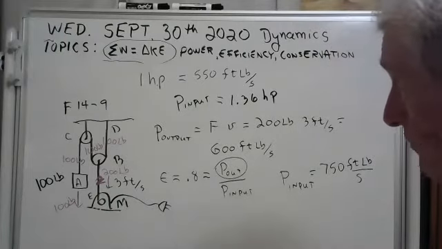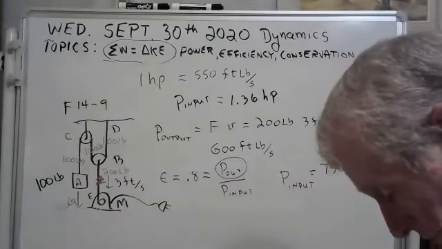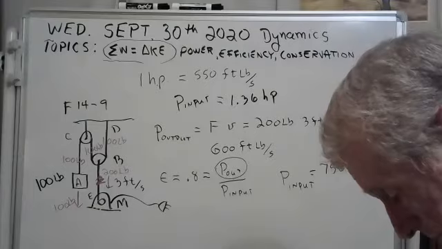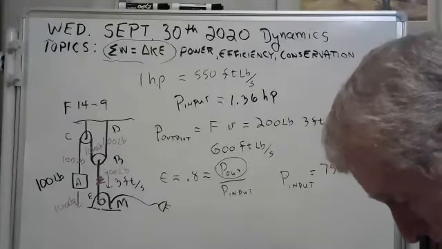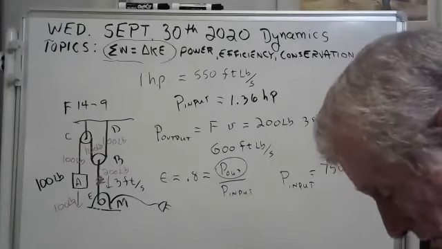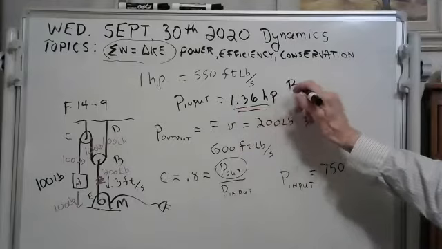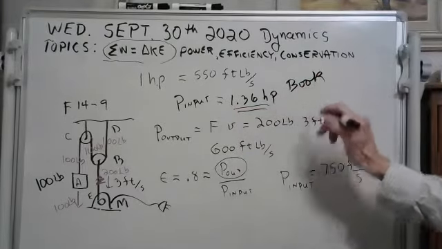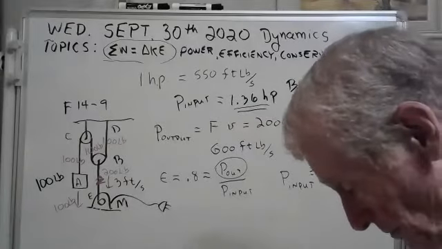Okay, let's see what we got for our answer. F14.9, go to the back and look up F14.9. And they say 1.36 horsepower. That's what they say. The book says that. Yay, we did great. Do you understand that problem?